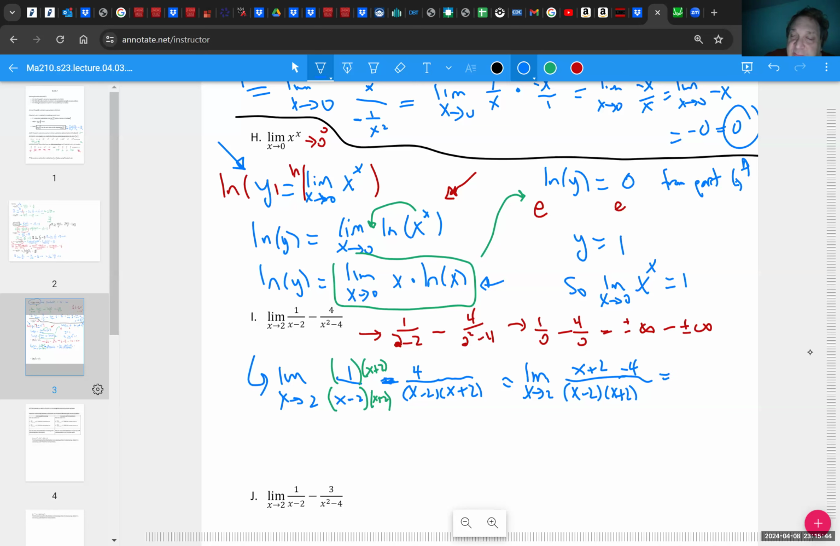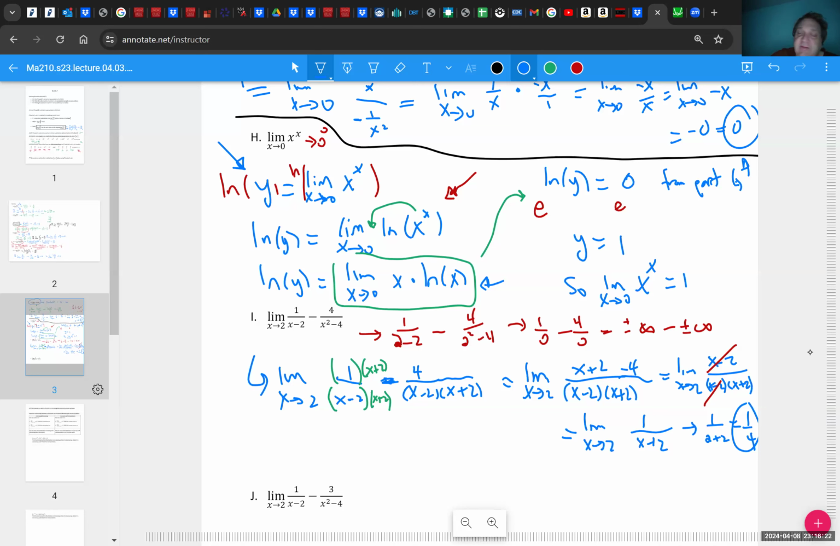Then x plus 2 minus 4 is x minus 2. And the bottom is just x minus 2, x plus 2. Hey, look at that. There is an x minus 2 which is common in the top and the bottom. So I'll divide those out. And that gives me the limit as x approaches 2 of 1 over x plus 2. And now when I use direct substitution, I get 1 over 2 plus 2, which is equal to 1 over 4. So 1 over 4 is the value of the limit.